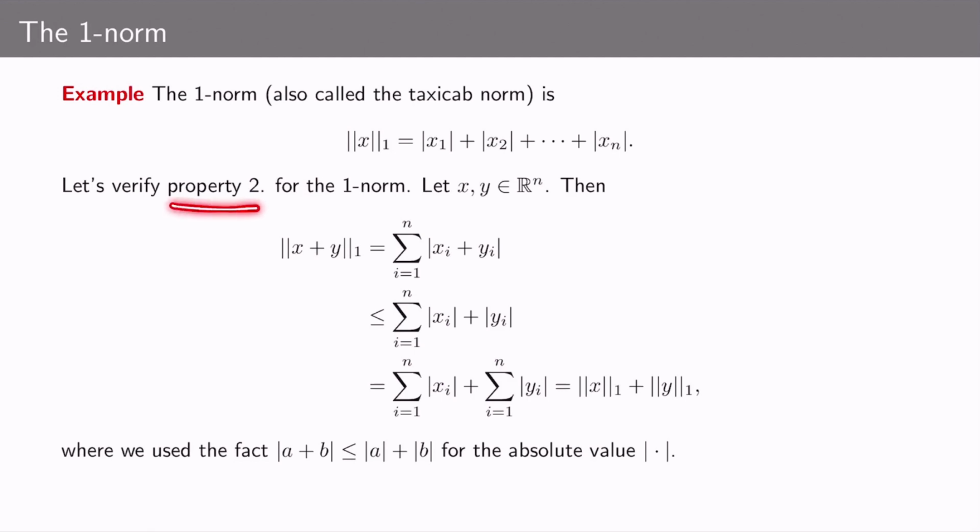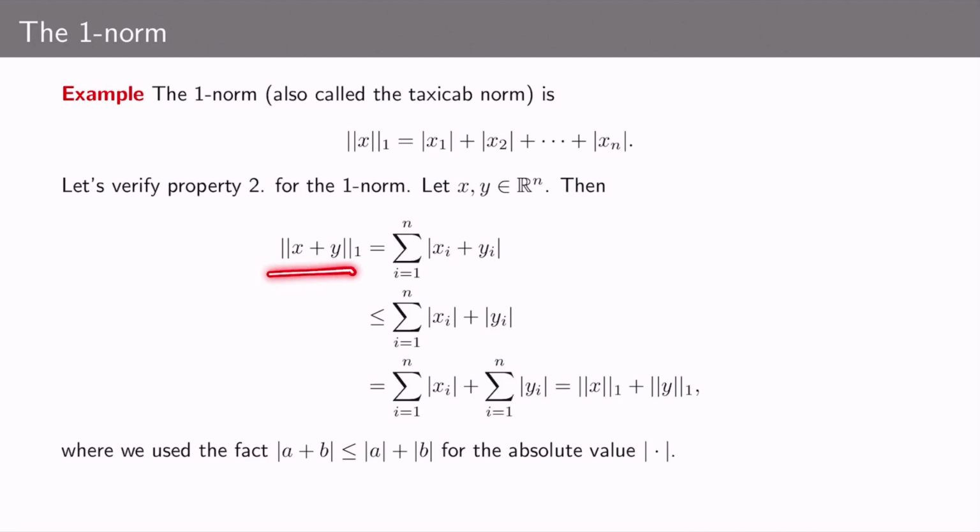Let's verify property 2 for the 1 norm. Property 2 is the triangle inequality. It says that the norm of a sum must be less than or equal to the sum of the norms. To do this, we'll rely on a simpler fact, which is, well, the triangle inequality for the absolute value. So let's see how this works.